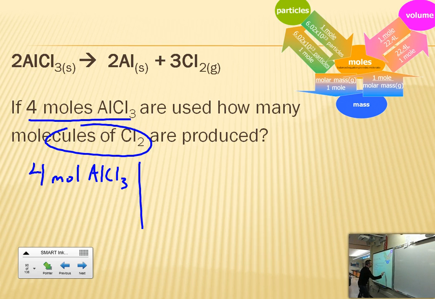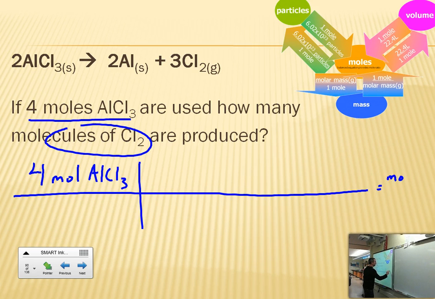And then on the right, what am I shooting for? My target here is molecules Cl2. All right, now where am I on my roadmap? I'm right here. I've got moles, okay? And what I'm trying to get is molecules. Now, before I go right to it, what I have to recognize is I've got moles of aluminum chloride and molecules of chlorine. So I have different substances, okay? I'm okay, I can work with that, but I have to recognize that in order to get molecules of chlorine, I have to get moles chlorine.